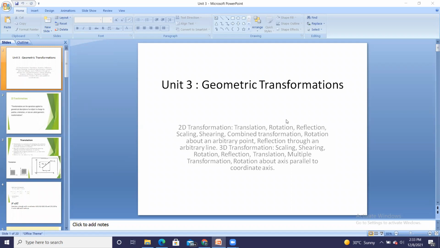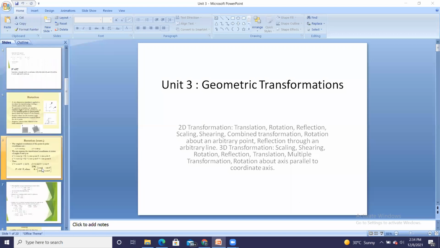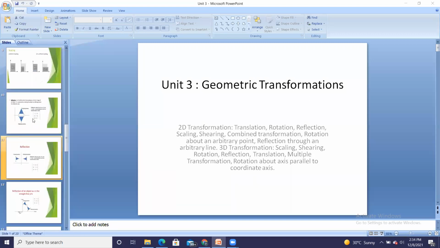Okay, so let us start. We have started with unit number 3, geometric transformation. This is the syllabus. In 2D transformation, we have seen translation, rotation, then scaling and its types, and we are now currently learning reflection, right? So few things we have learned about reflection.